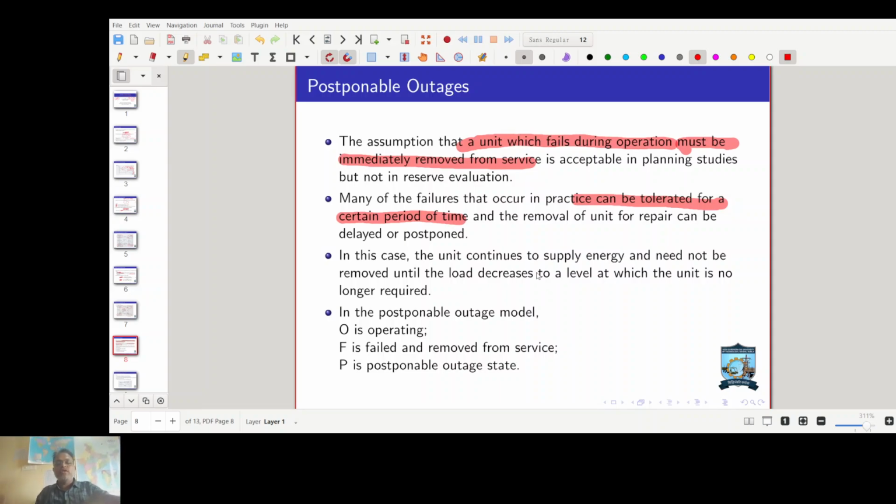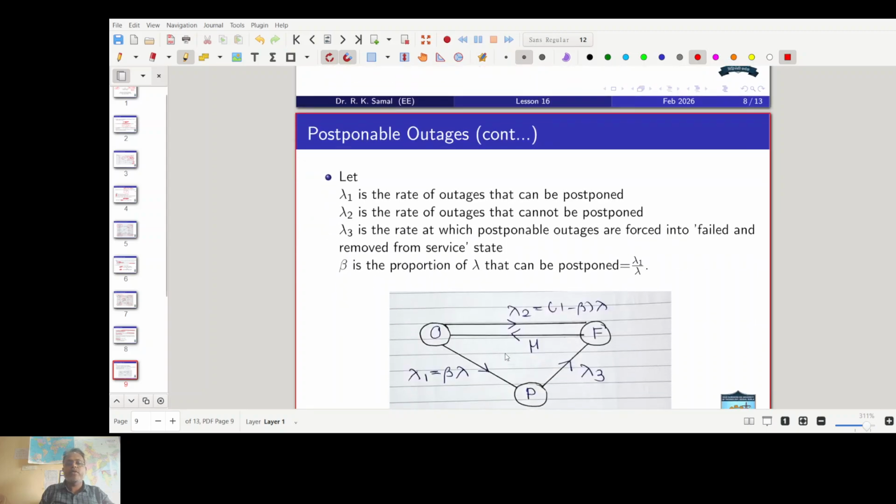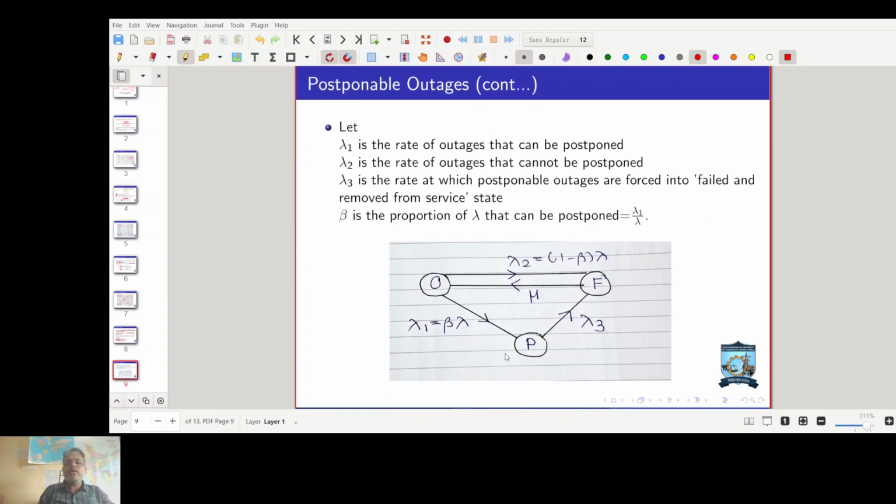So in this case, we use the postponable outage model where O is known as the operating state, F is the fail state and removed from service, and P is the postponable outage state. So let lambda 1 be the rate of outages that can be postponed, lambda 2 the rate of outages that cannot be postponed, lambda 3 the rate at which postponable outages are forced into the failed and removed from service state. They failed and they are removed, they are not postponable. In this case, beta is the proportion of lambda that can be postponed.